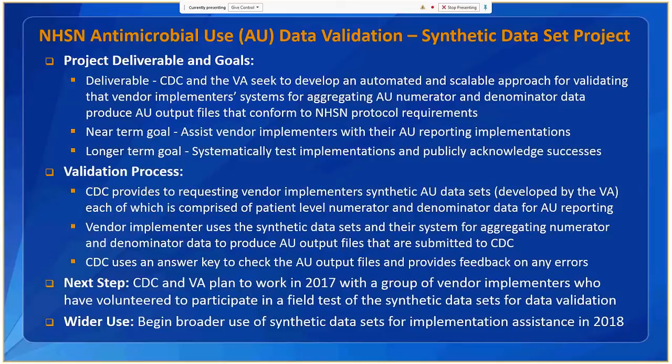So the deliverable and goals: we're going to work with the VA to develop an automated and scalable solution for validating vendor implementers' configurations for aggregating AU numerator and denominator data. These are data that need to be aggregated to produce AU output files, and those files will serve as the target by which we will provide feedback to vendors on the completeness and accuracy of their aggregation using the test data, using the synthetic data.